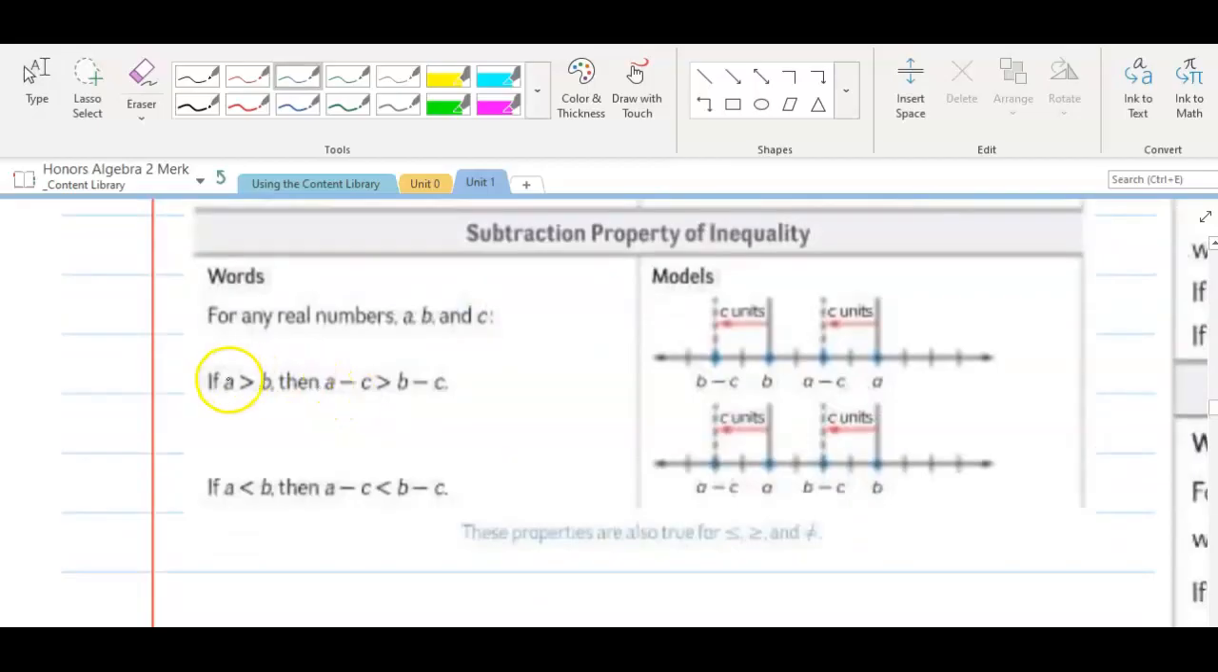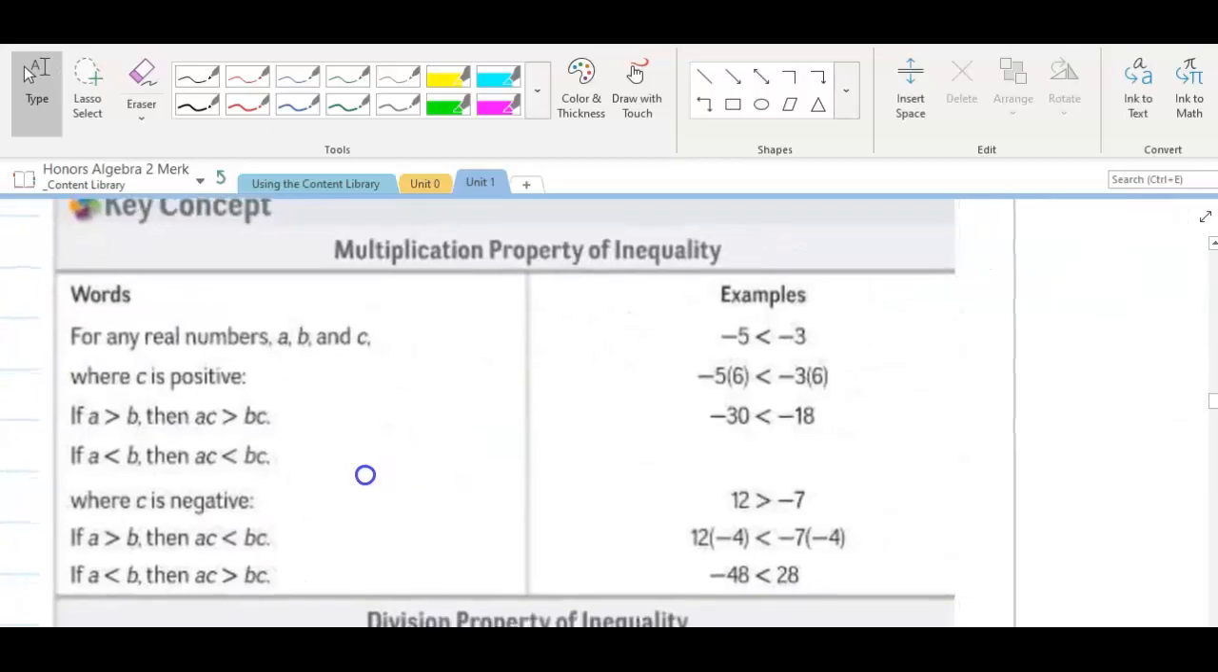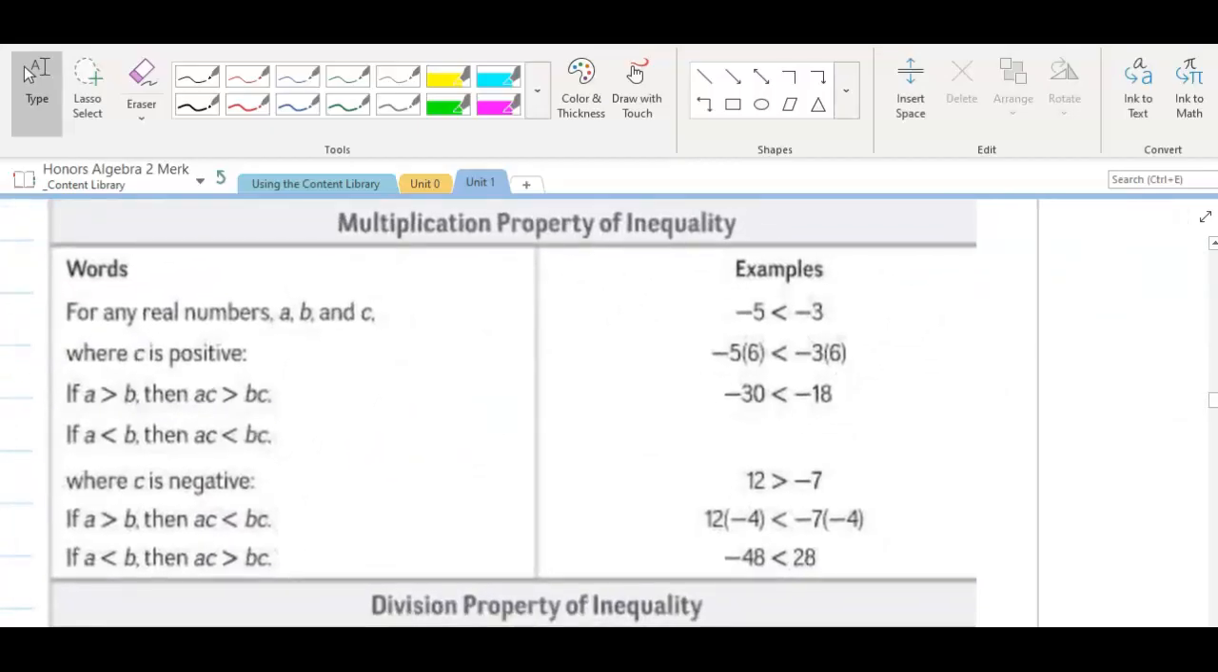Similarly, if we subtract, so if you have a big number and a little number, this is bigger than this number because of the greater than, and you subtract the same thing from both sides, the left side will still be larger than the right side. Now, when we try to multiply or divide, that's when it gets a little more interesting when we're dealing with inequalities.